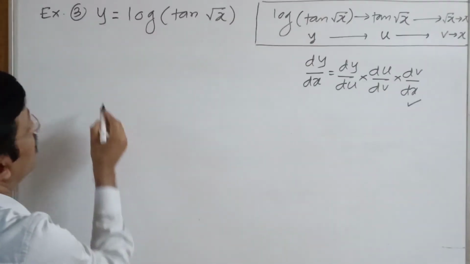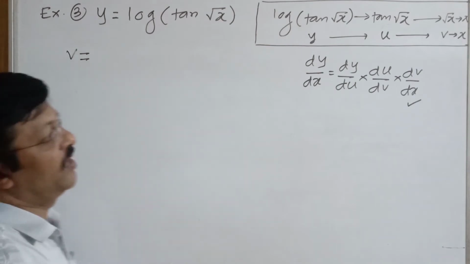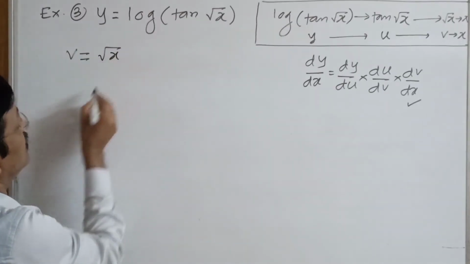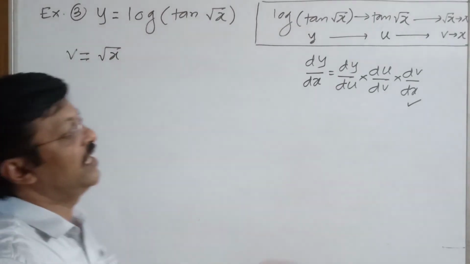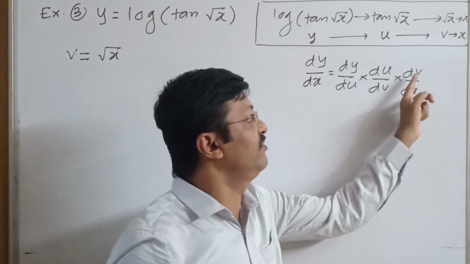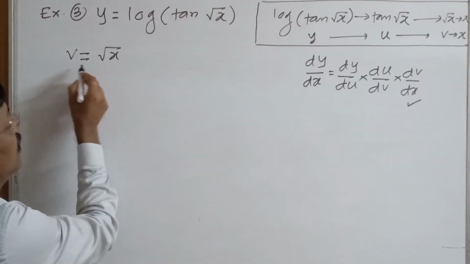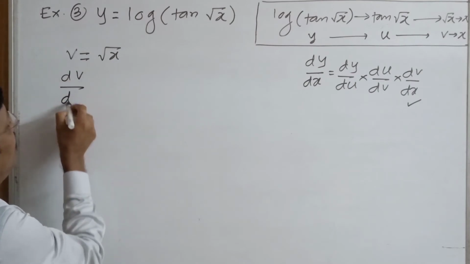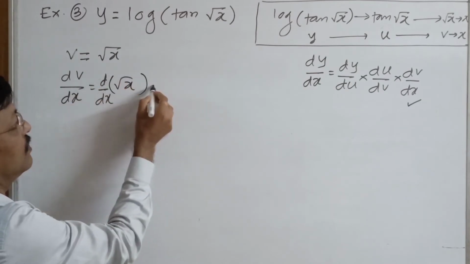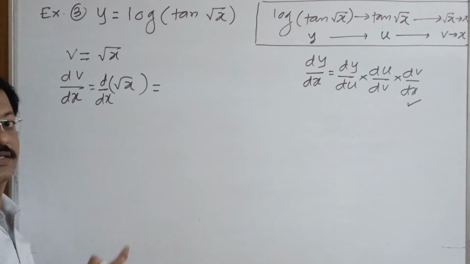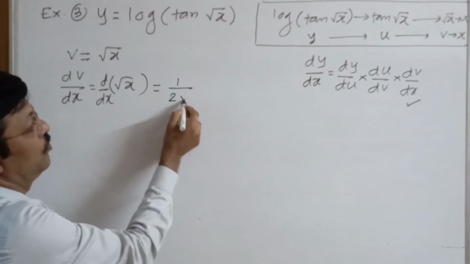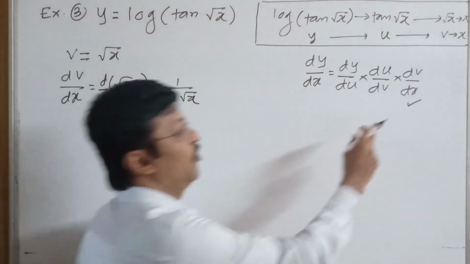So let us see dv by dx. For that I have to write v. What is v? v is root x. So differentiating this with respect to x, because I want dv by dx. So dv by dx is equal to d by dx of v, which is root x. d by dx of root x, you must remember this is a direct formula, is 1 upon 2 root x. So dv by dx is found: 1 upon 2 root x.